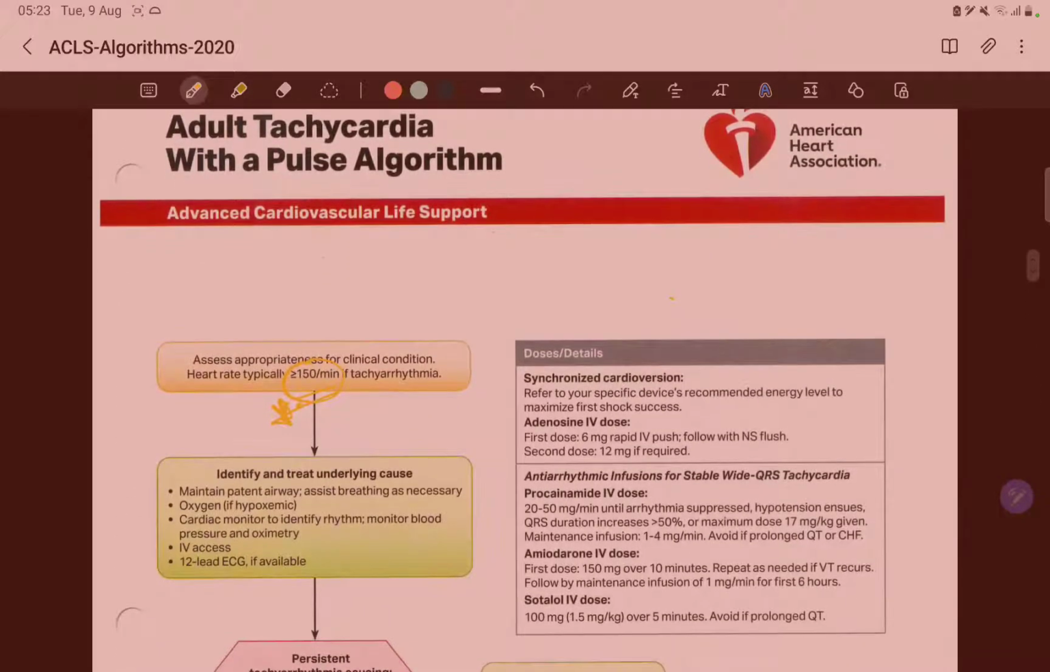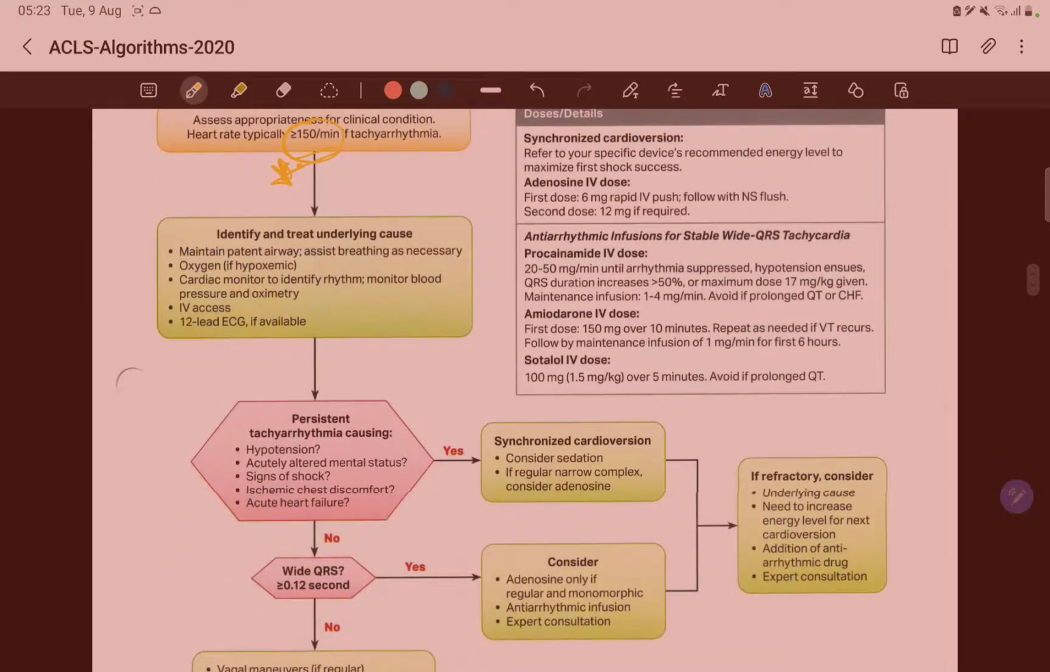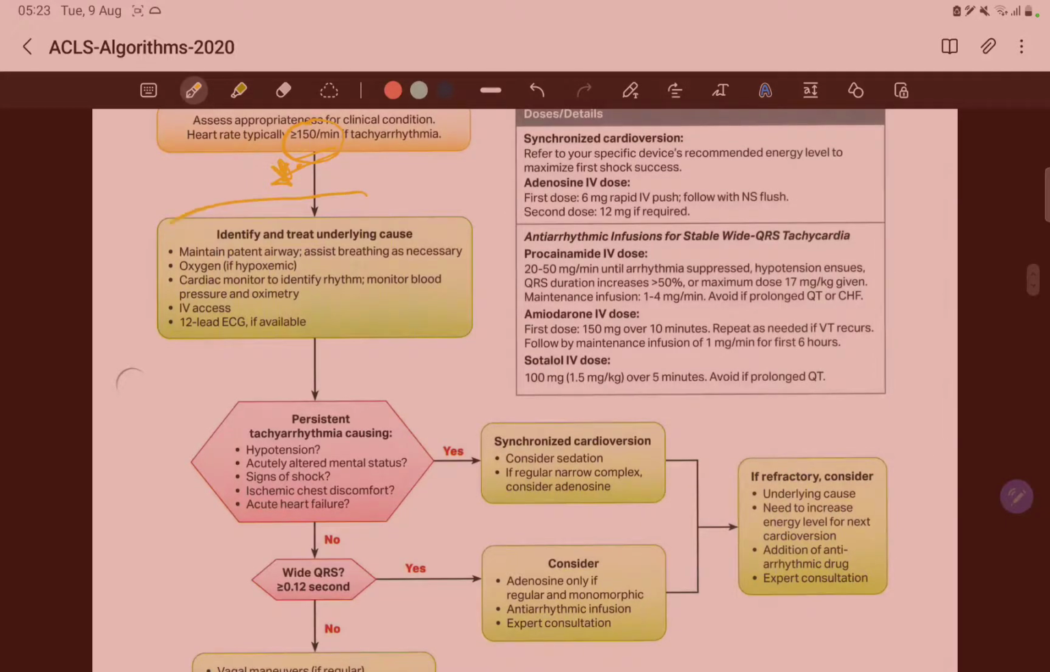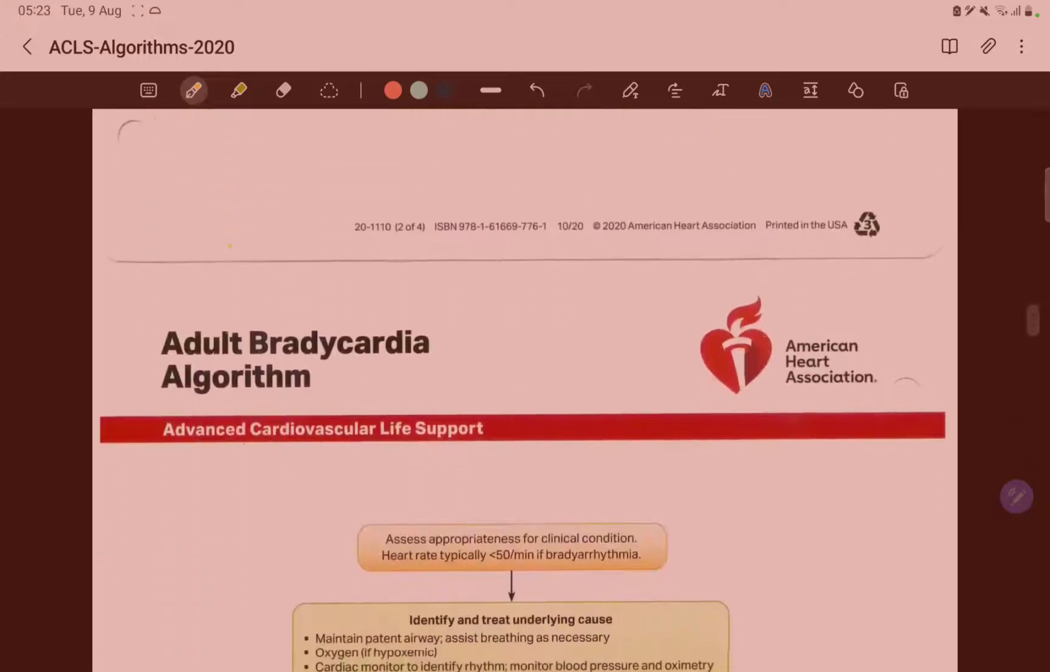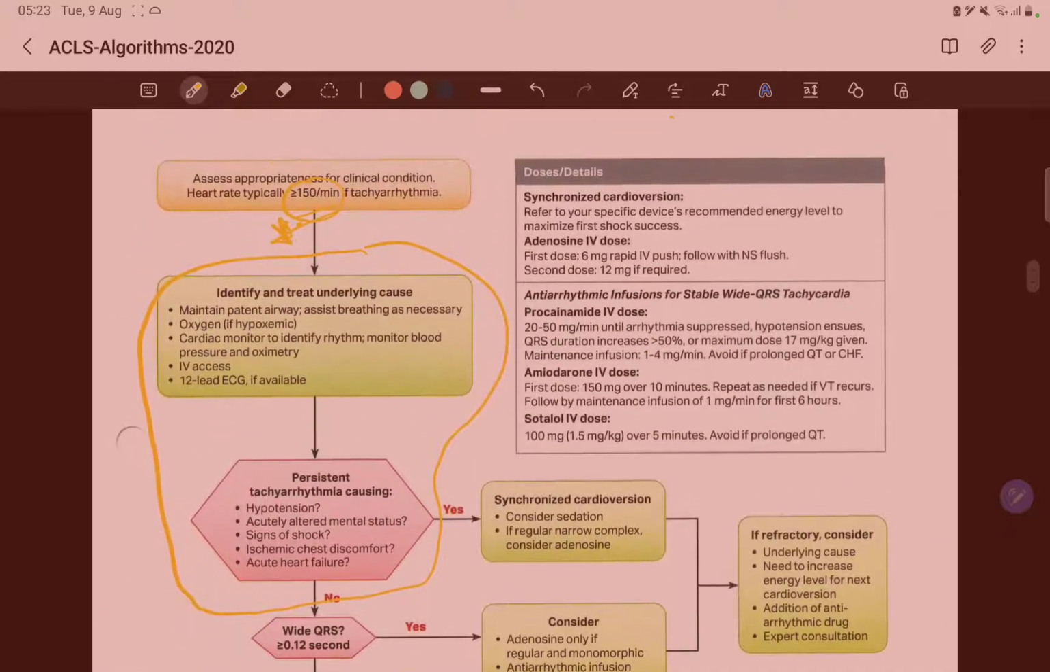Now, the important thing is when we identify a tachyarrhythmia or a bradyarrhythmia, the process is the same: identify and treat the underlying cause. The two steps which I am going to discuss right now are similar in both parts. So, identify and treat the underlying cause. First we see the ABC, right?